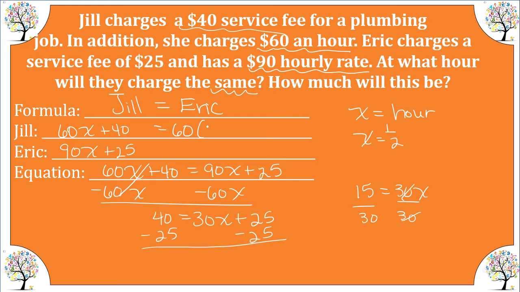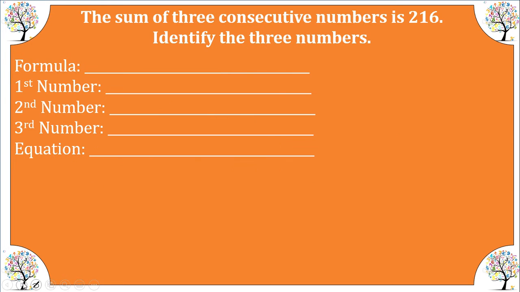And let's see how much that amount will be. It doesn't matter which expression you plug in, we're going to get the same amount because this is the hour in which they charge the same. So half of 60 is 30, 30 plus 40 is $70. Half of 90 is 45, 45 and 25 is 70. So in half an hour, they both each charge $70.